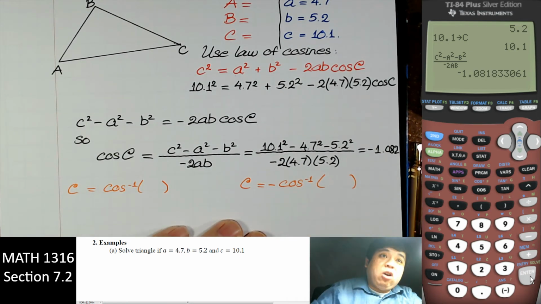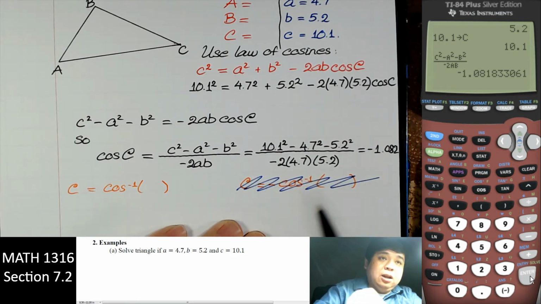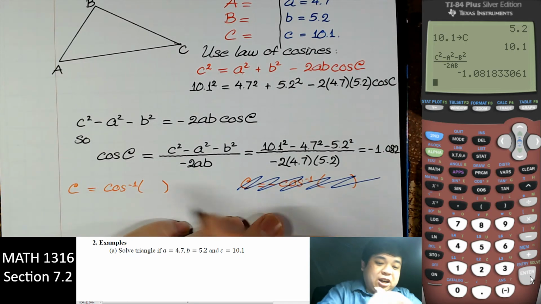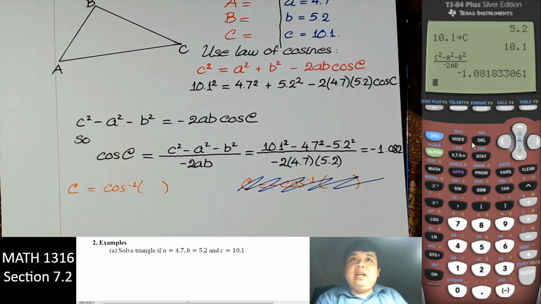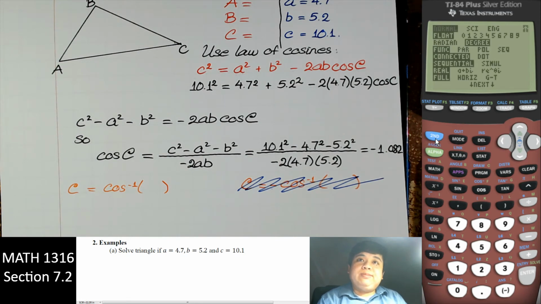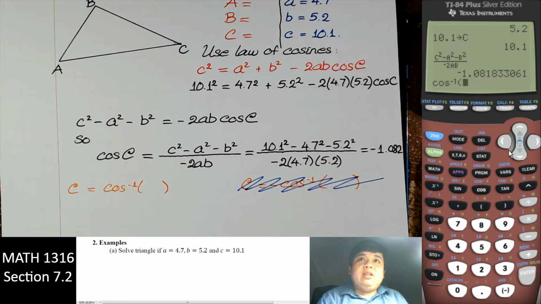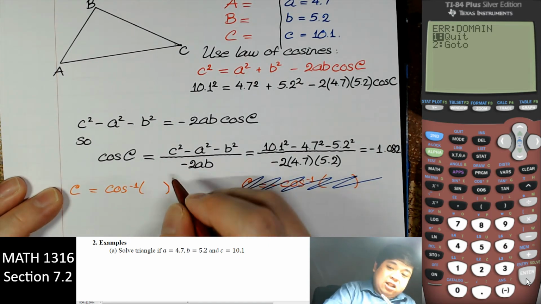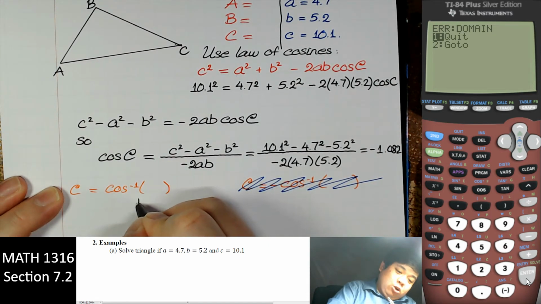However, we're not going to have this, because we have an angle here, it has to be a positive number, so we cannot take a negative. Right, is that still in degree mode? Right, it's good. Cosine inverse of that number. Right, so we don't have that, and this one is no solution.